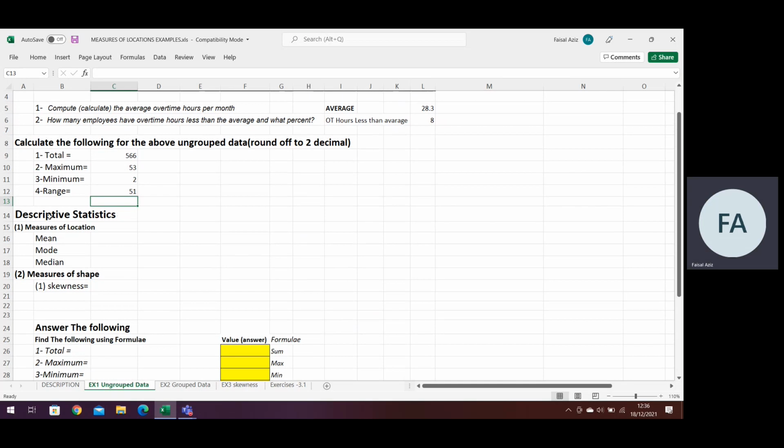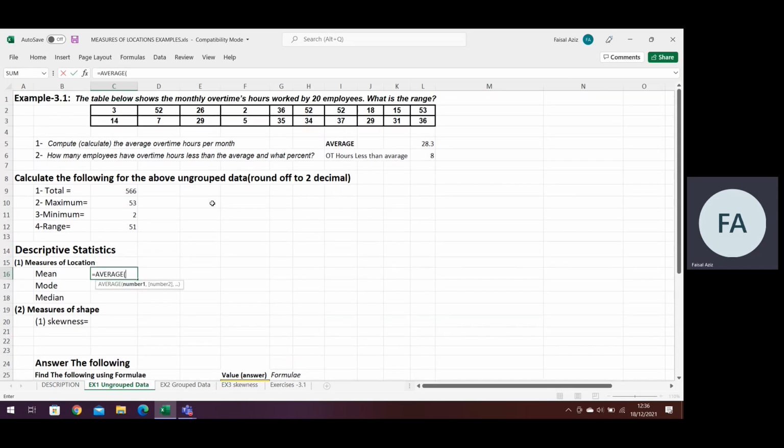Now if you look at the descriptive statistics, we need to calculate measure of location. So mean, mode, median and skewness. So you can see mean, which is average. All right, average we have already calculated above. Just for the sake of your further understanding, I'm just selecting it, average 28.3. Then we have a mode, equal sign, write mode, double click on the formula and select this data set. You will get mode 52.